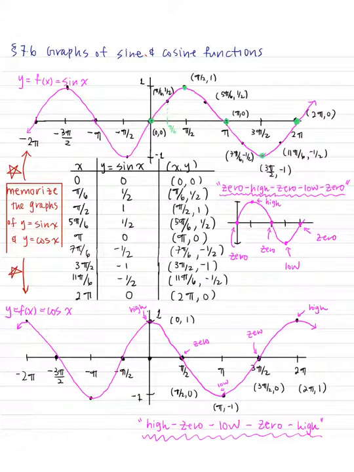Okay, now let's look at the cosine graph. It looks very similar, but the difference is that if I look at the positive side of the x-axis, instead of starting from 0, it's going to start from 1. So you're going to go high, 0, low, 0, and high. All right, so that's the cosine graph, and you are going to have to memorize these two.